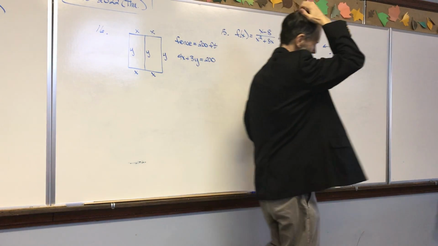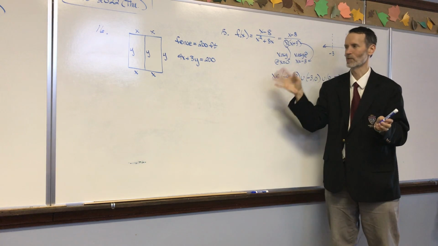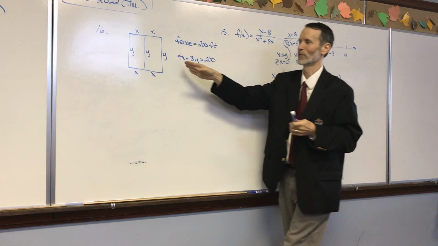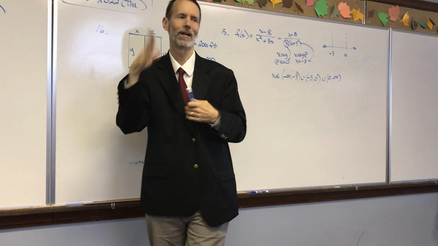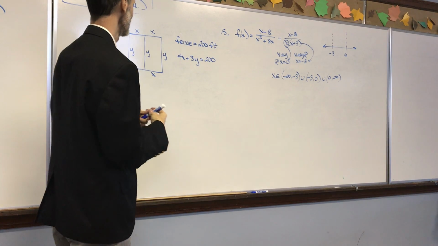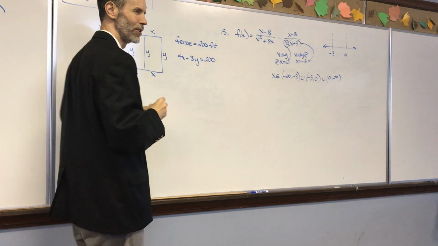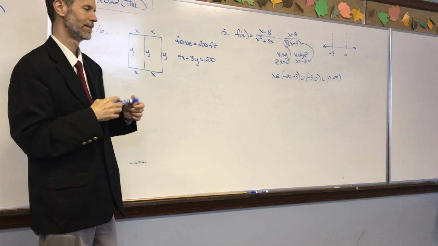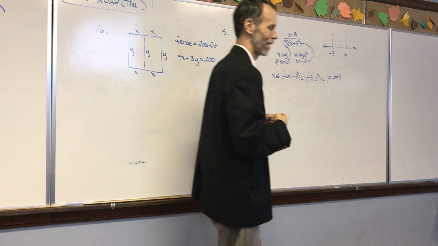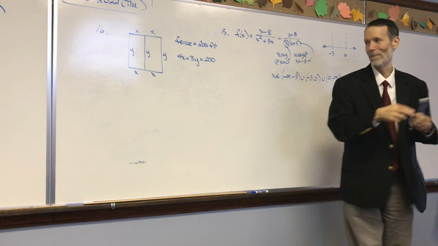Your fence should add up to 200, and it should be 4x plus 3y. Now, you can use whatever variables you want. I just like x going left, right, and y going up, down, because it makes more sense to me. So, what are they trying to do? What's the objective of this problem, number 16? Maximize the area.